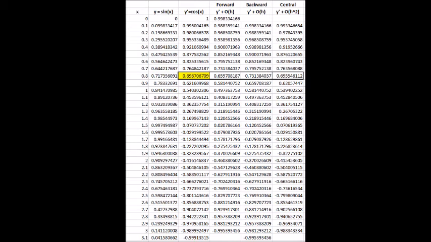This is similar to the pattern we saw in the lesson on linear interpolation. Basically, the smaller the spacing between x values, the closer our approximation will be to the exact value.